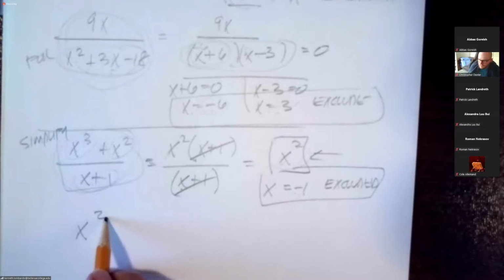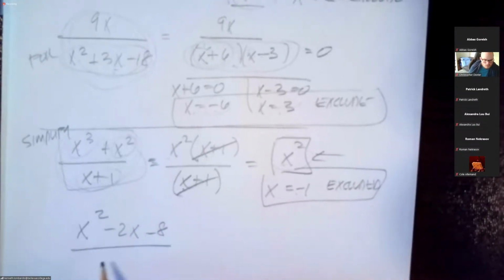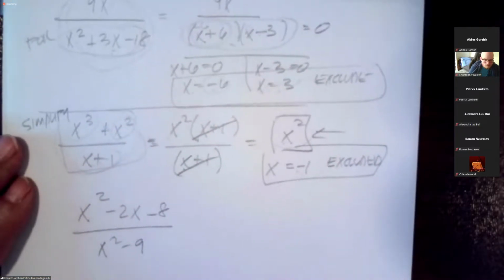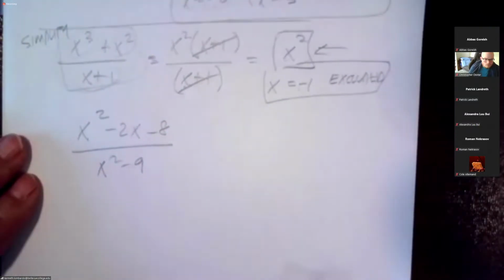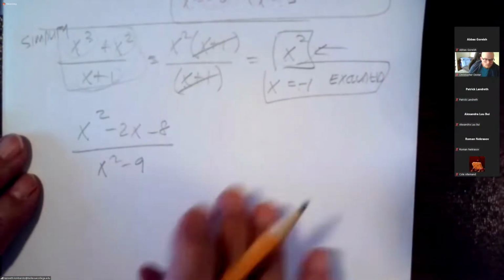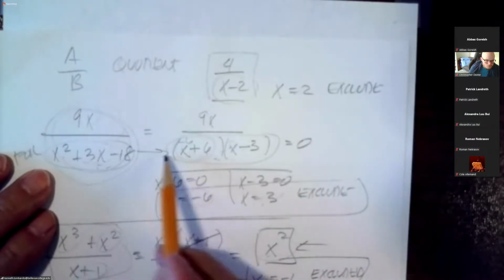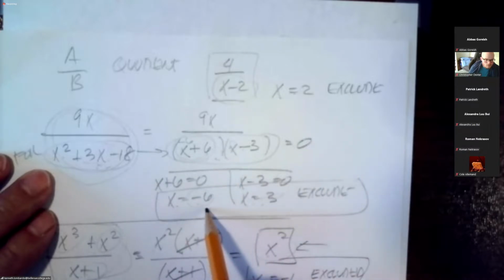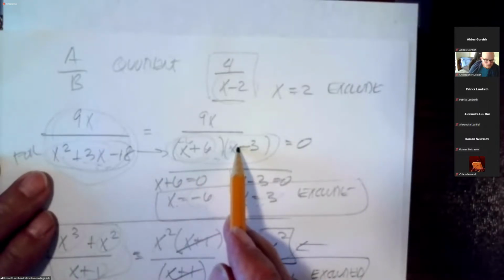x squared minus 2x minus 8 over x squared minus 9, or something like that? We're always going to do the same thing, aren't we? What we did in this problem was factor and then decide what values caused the denominator to go to 0. And that was -6 and +3 that caused the denominator to go to 0. That's always what we're looking for.